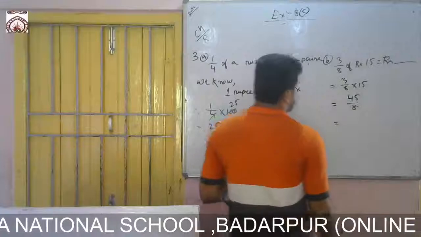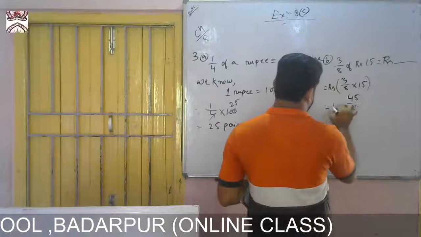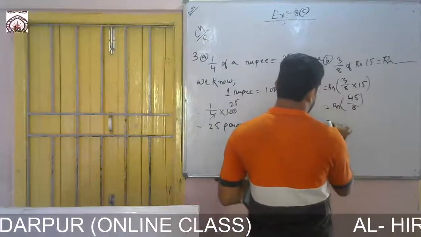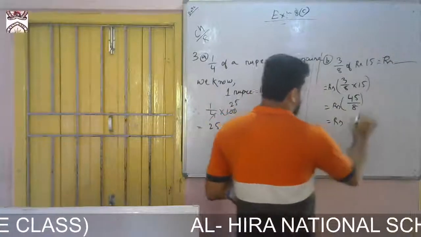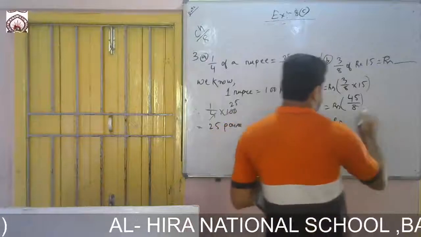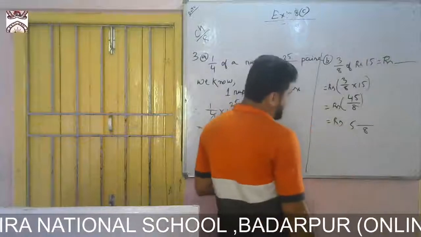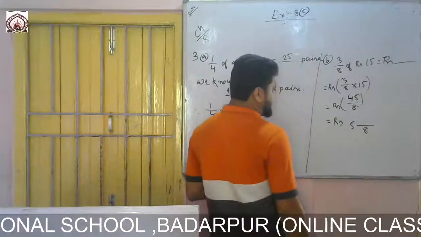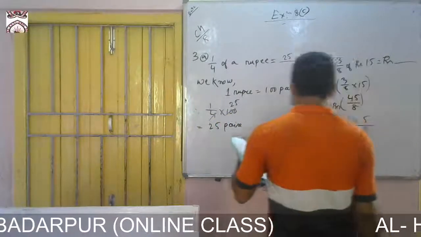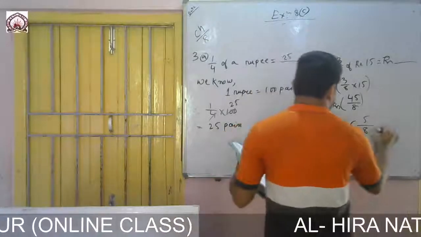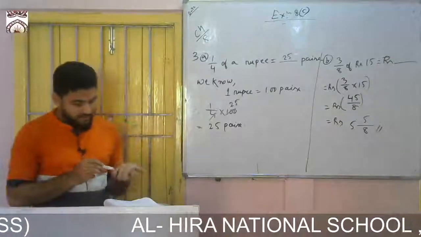Now take it into a mixed fraction. Here one thing you write: rupees. So you take it into a mixed fraction. 8 5s are 40. 8 6s are 48. So 8 5s are 40, then 5. So 5/8 is the required answer.